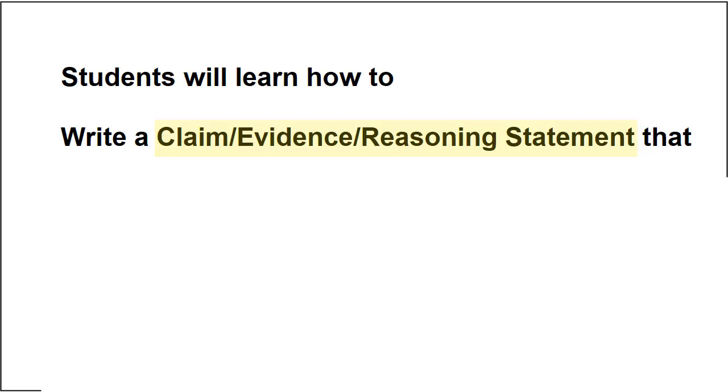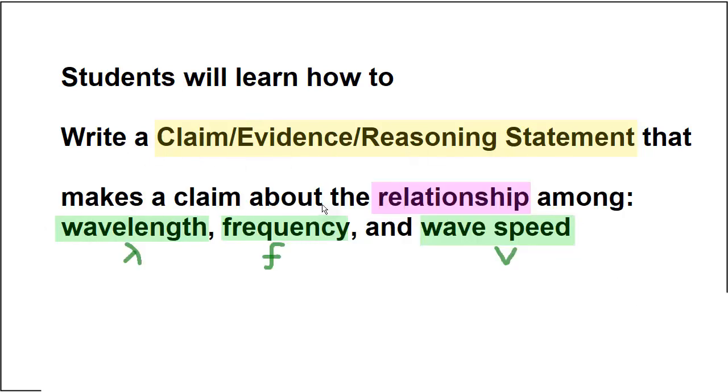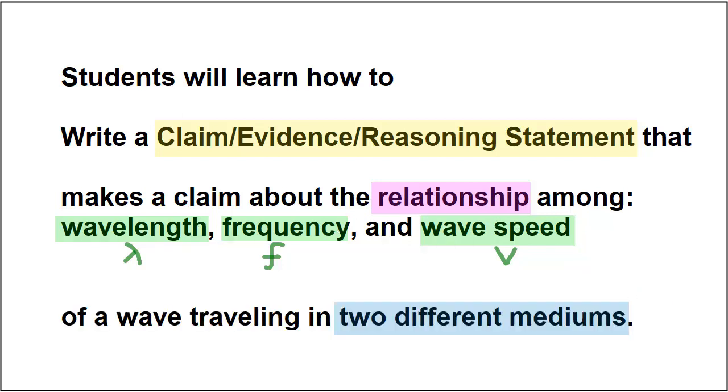This video is going to put together a few different things the students have learned the past couple months. In this video, students, we're going to learn how to write a claim evidence reasoning statement that makes a claim about the relationship among wavelength, frequency, and wave speed, and specifically about a wave traveling in two different mediums. So all three of these will be included.